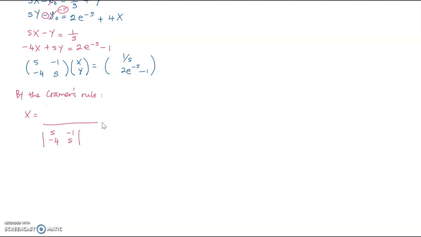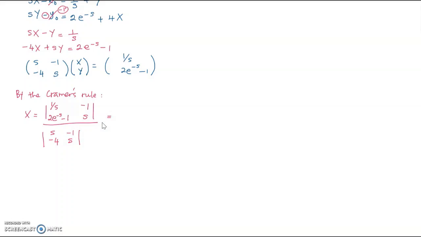And at the top, we have 1 over s. So this one, be careful because we have a non-constant expression. So 1 over s, 2 exponent negative s minus 1. So this is actually on the first column. In the second column, we remain with the coefficient of y, which is negative 1 and s.